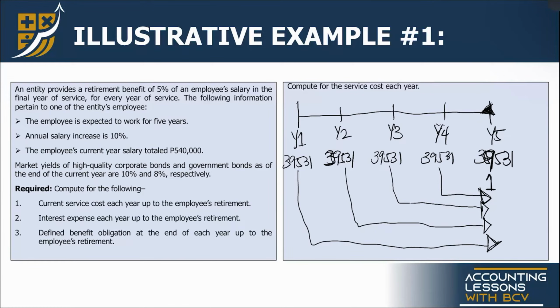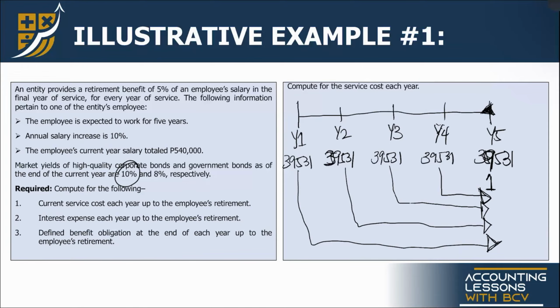Okay? So, sabi dito, may dalawang market yields. Tama? High quality corporate bonds, 10%. Government bonds, 8%. Alin gagamitin natin dyan? According to our hierarchy, what? High quality corporate bonds. So, anong discount rate? 10% tayo. Huwag nyo nang pansinin si 8%. Papansinin nyo lang si 8% pag wala tayong market yield on high quality corporate bonds. Are we all clear? Okay.